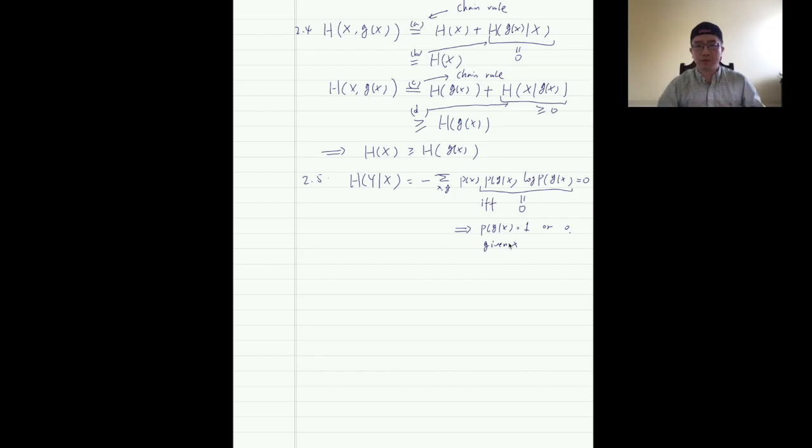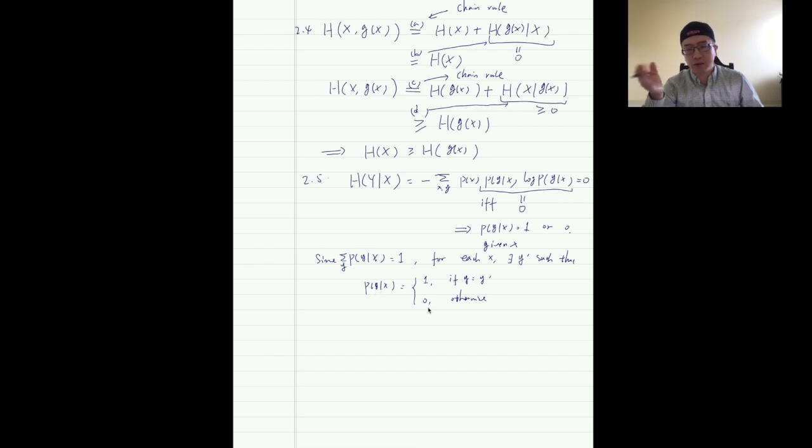Because the summation of this guy, right? The conditional probability distribution is still a probability distribution, right? So since the summation of this guy is 1, for each x we can find a y prime such that this has to equal 1 if y is y prime and 0 otherwise, right? So this is the same as what we have seen before. Only one possible y has a 1, and for all the other points we have a 0.